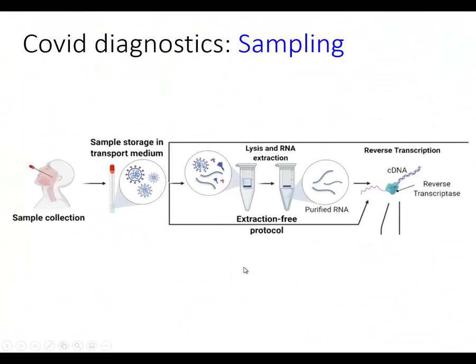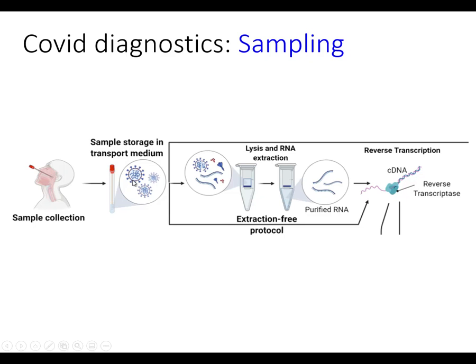Now, there's another way we can sample the virus, and that's not to detect virus proteins, but to detect the RNA, the genetic material of the virus that is present inside that. And we can do that in two ways. We either take it straight from the transport medium in an extraction-free protocol to a step of reverse transcription. This is turning the viral RNA into a complementary cDNA copy, which we need for molecular detection techniques.